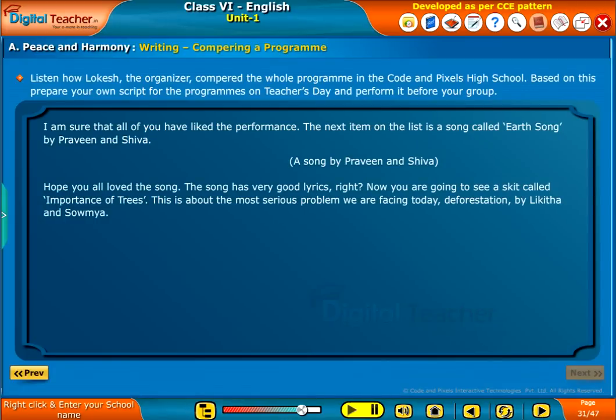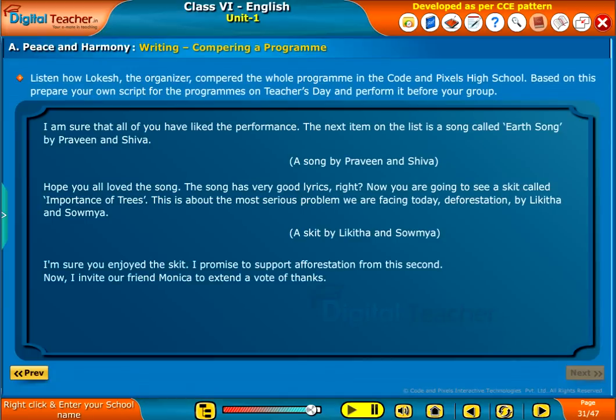Now we are going to see a skit called Importance of Trees. This is about the most serious problem we are facing today, deforestation, by Likita and Soumya. I'm sure you enjoyed the skit. I promise to support deforestation from this second. Now I invite our friend Monica to extend a vote of thanks. Finally, I like all of you to join a tasty lunch.